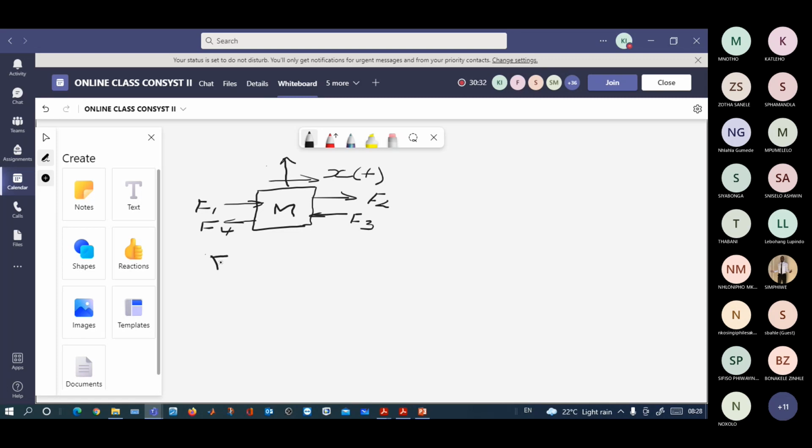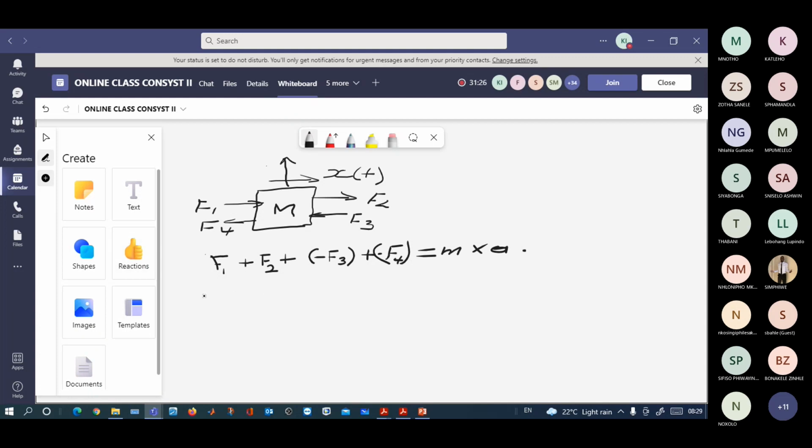Okay, sorry guys, what is the direction of F1? Is it positive or negative? Positive. Okay, positive. And the direction of F2? Positive. So it's going to be plus F2, and F3 is positive or negative? Negative. It's going to be negative. Then plus what? F4? Negative, right? Okay. So we'll have F4 there. And this is going to be equal to the mass times the acceleration.